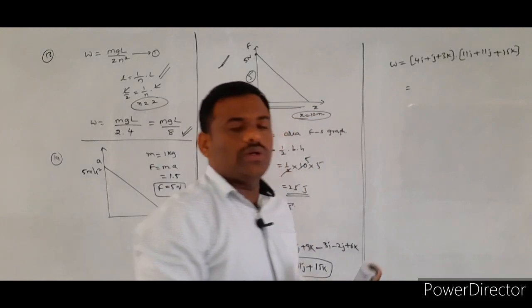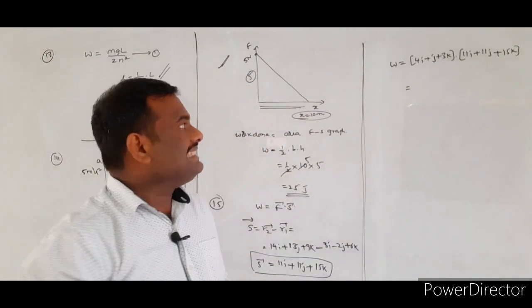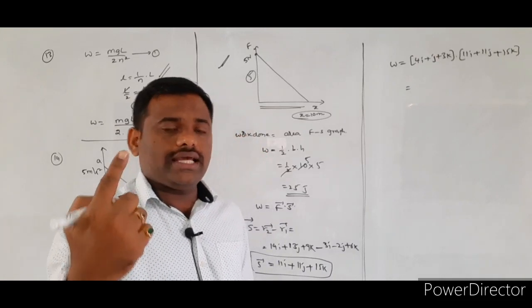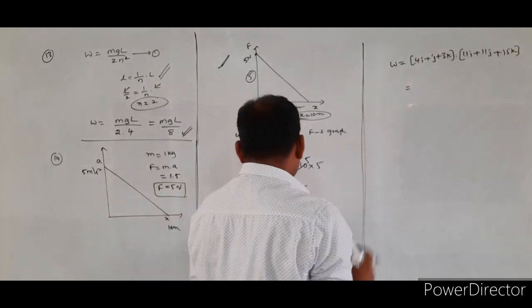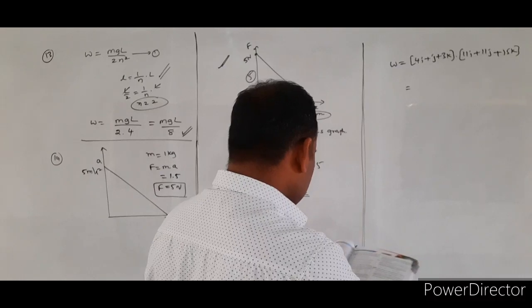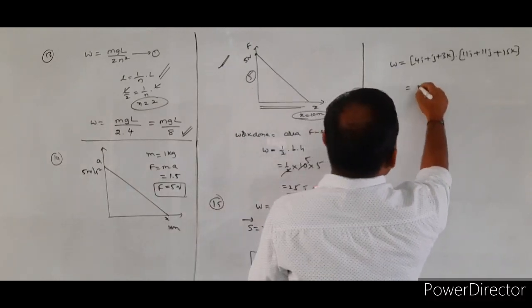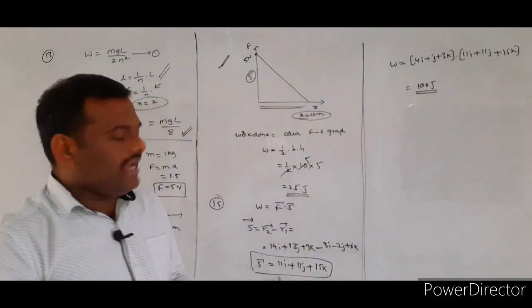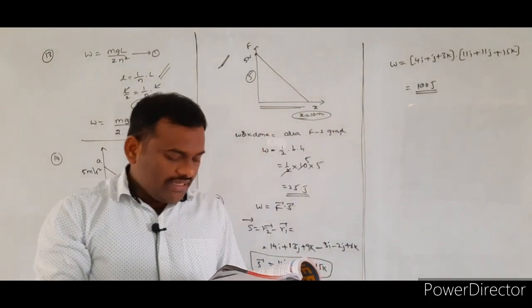Already I told, whenever you are doing the dot product, i dot i is equal to 1, j dot j is equal to 1, k dot k is equal to 1. So if you simplify, you will get that value equal to 100 joules. Like that we have to solve problem number 15.